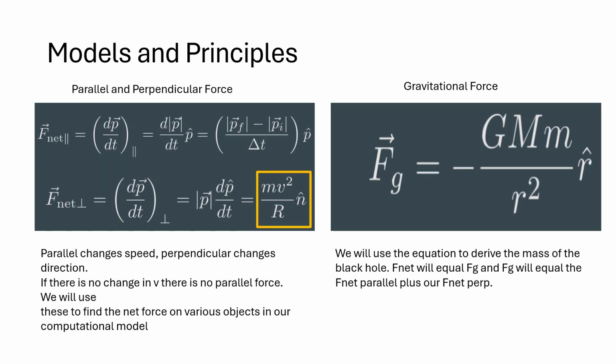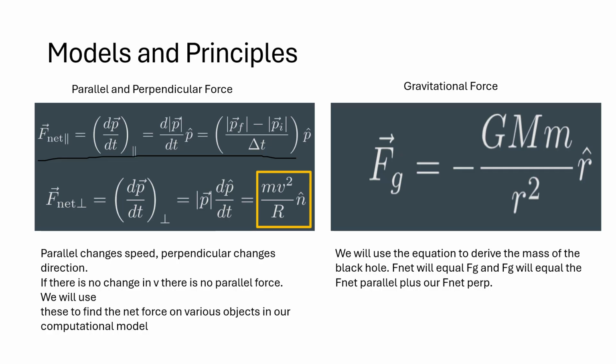Models and principles: parallel and perpendicular force. Parallel force is going to change our velocity, and it's going to be equal to the absolute value of the change in momentum. So that means it's like the change in the absolute value of momentum. And then this will basically be the change in the direction of our object. Perpendicular: if there's no v, then there's no parallel force, and we can use these to find the force on our various objects in our computational model.